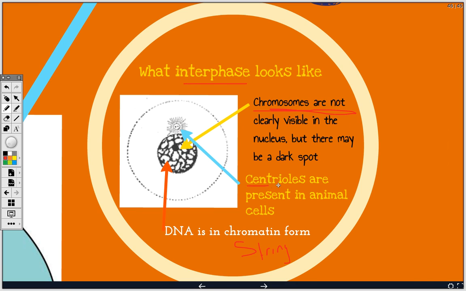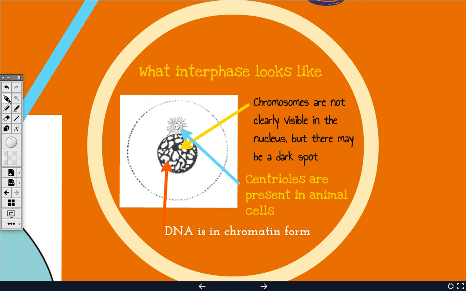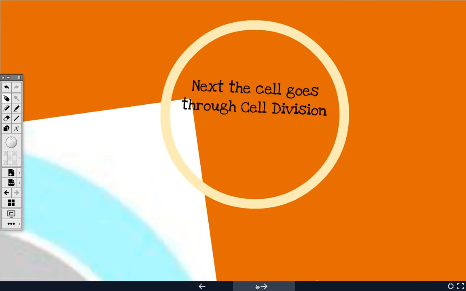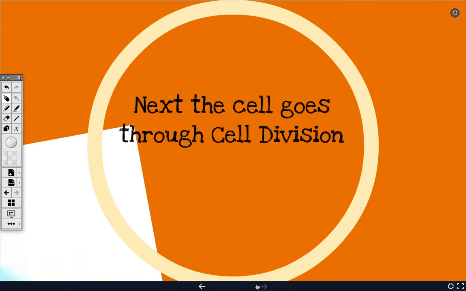There are these things called centrioles, and they're present in animal cells. That's important to remember. They're only present in animal cells, and they're going to be used here in a little bit. So, next, after interphase, the cell goes through cell division.